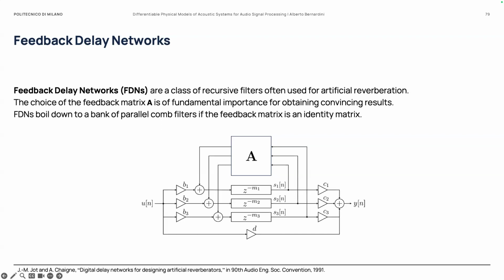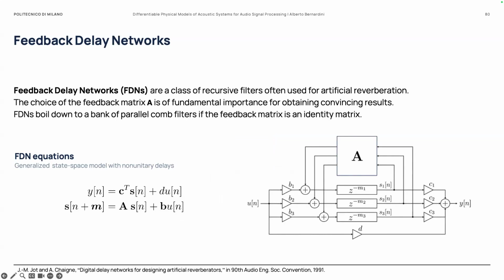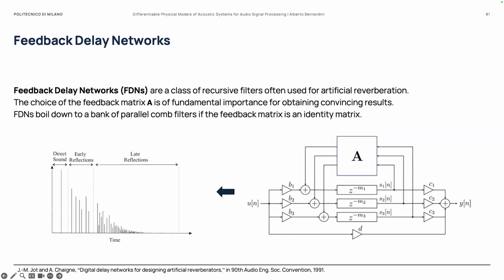For instance, a class of delay networks is the one of interpretable networks, which are characterized by this structure. You have multiple parameters, multiple gains. You have a feedback loop here with a feedback matrix A. And you can describe this structure with a generalized state space model with non-unitary delays. So these are non-unitary delays. This is a very simple description, which can be thought of as an infinite impulse response filter, an IIR filter, which is characterized by a very small number of parameters. Of course, this is the structure of a generic impulse response with a direct sound, early reflections, late reverberation.